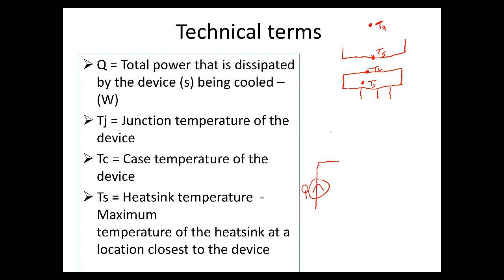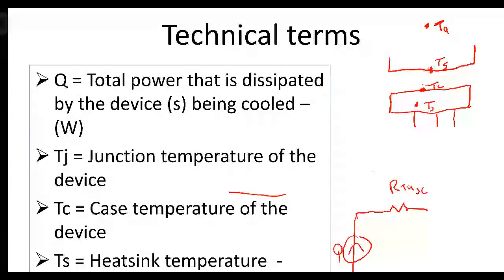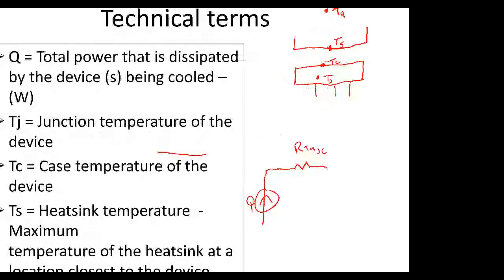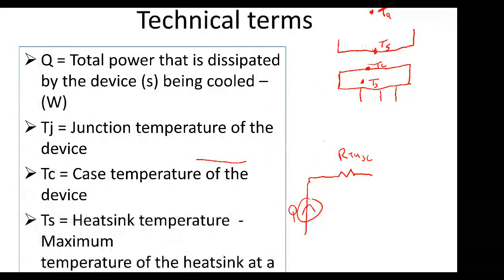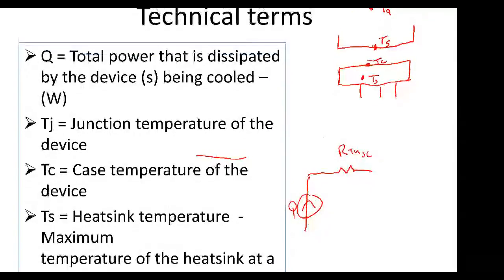Right, so heat. So this is going to be the case. So I put a resistor here. And so this is the thermal resistance from the junction to the case. Get this bigger so that you can see. From the junction here to the case.